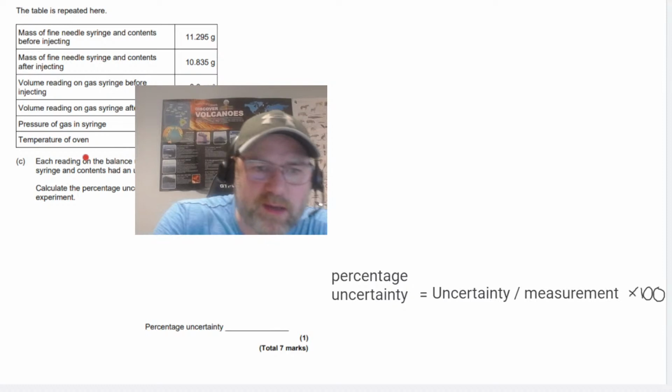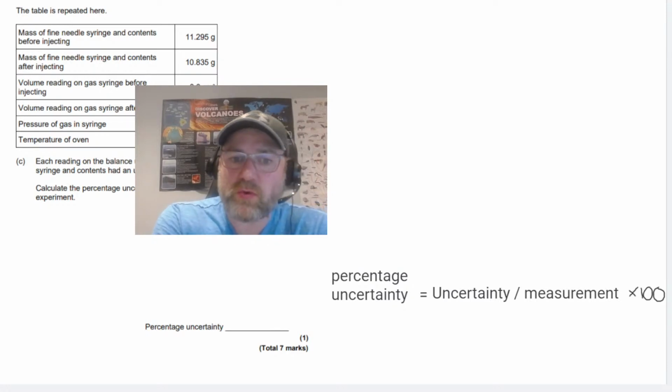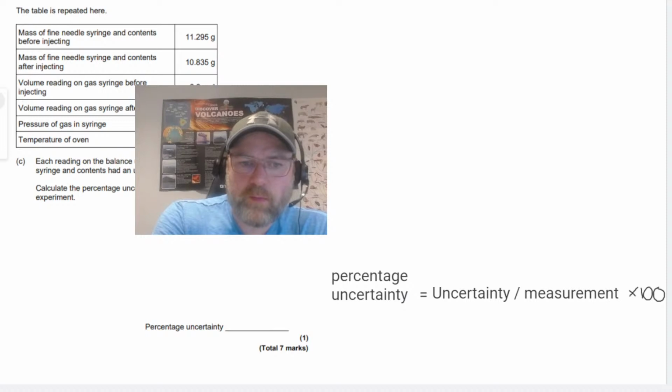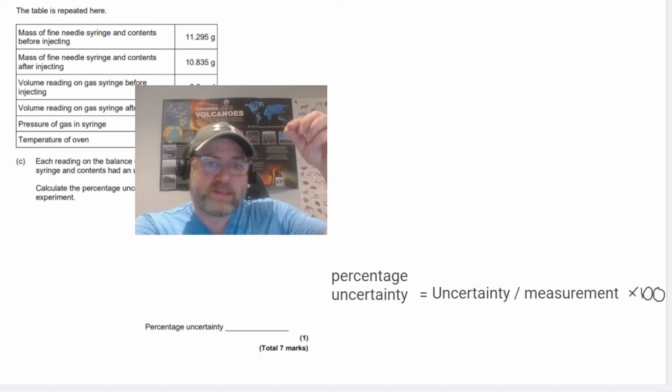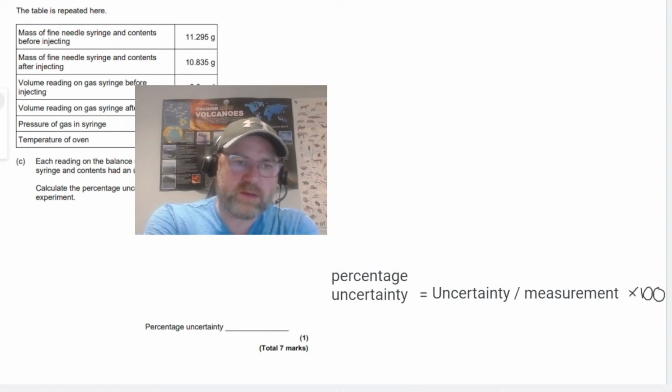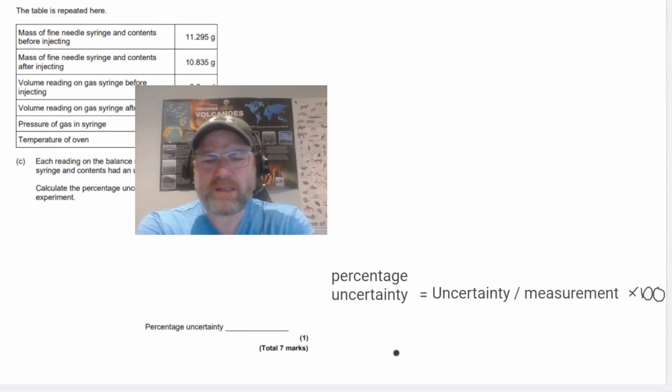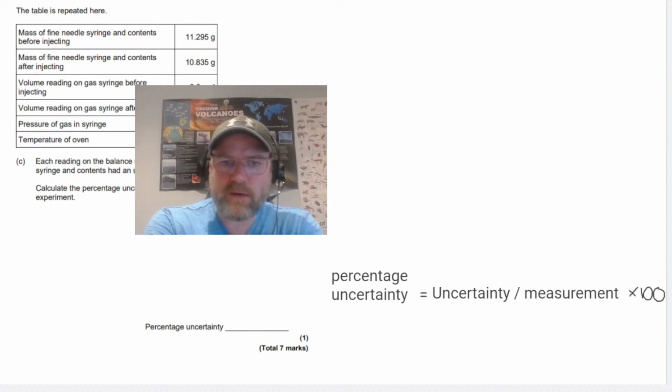Right, each reading on the balance used to record the mass of the fine needle. Okay. So, we've been given an uncertainty here of plus or minus 0.001. If you can't see that, let me just put the uncertainty. So uncertainty, I need to move my face. Let's go face.